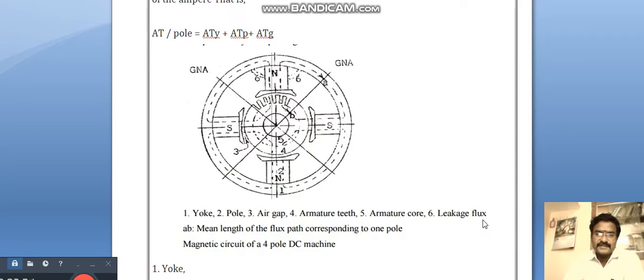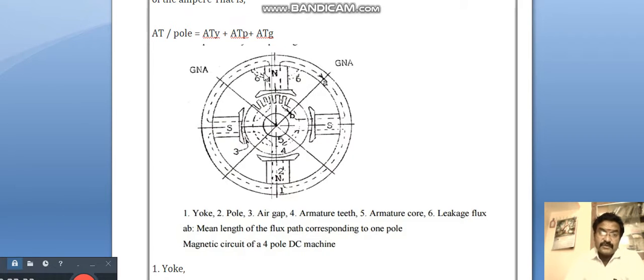And leakage flux: the total flux which will be generated in the circuit will not be a useful flux. Some of the flux will be wasted, and that flux is called leakage flux. See here, the leakage flux which will be generated here, and it may be here also and here also. The flux that interacts with the armature is called useful flux. When the flux does not interact with the armature, that type of flux is called leakage flux. That is not a useful flux.